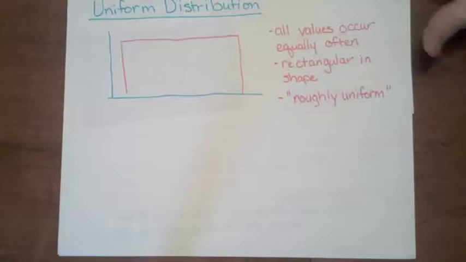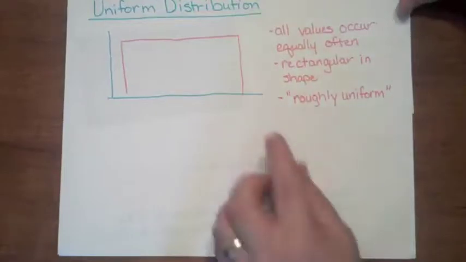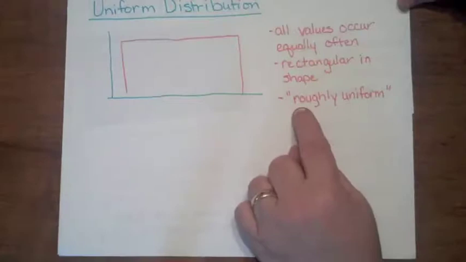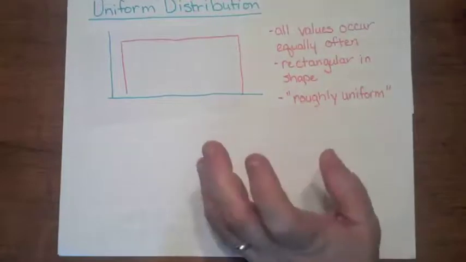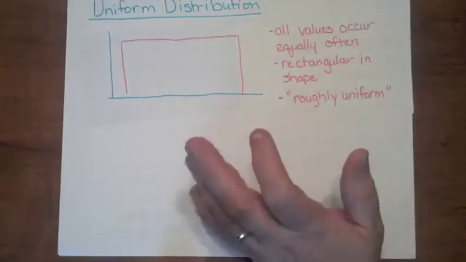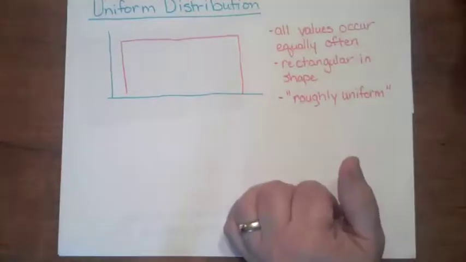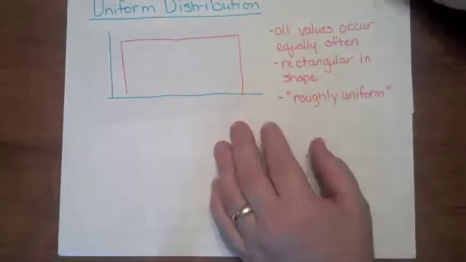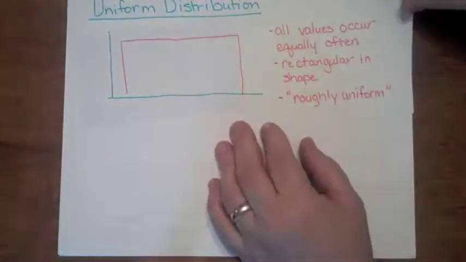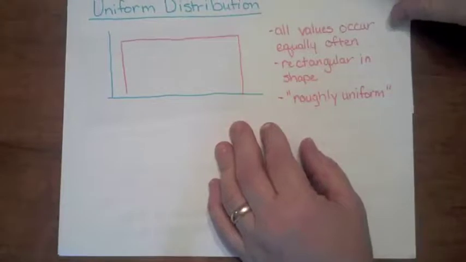So mostly, and understand, no data is absolutely perfect, or very, very rarely. So what we usually say is that it is roughly uniform. If it's pretty close to 750 for all the classes, that would be a roughly uniform distribution. Okay, that's our first one.